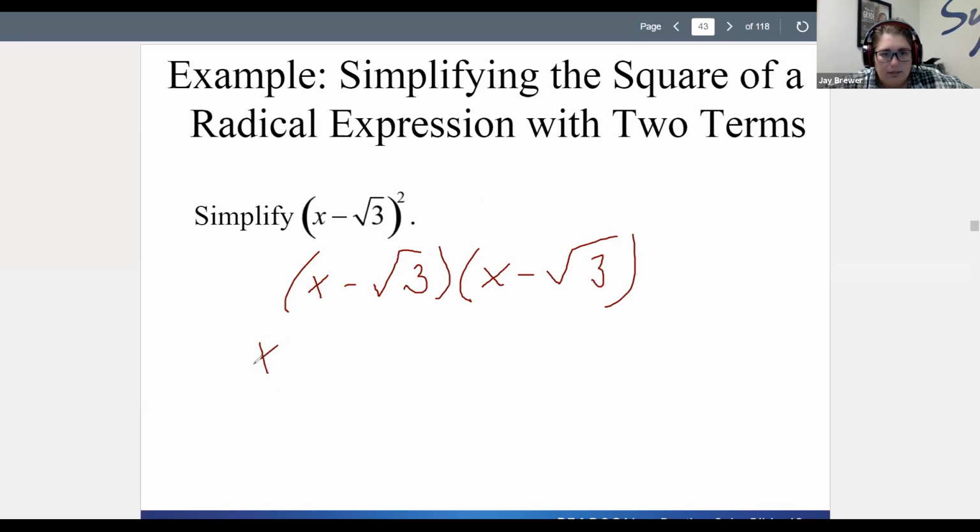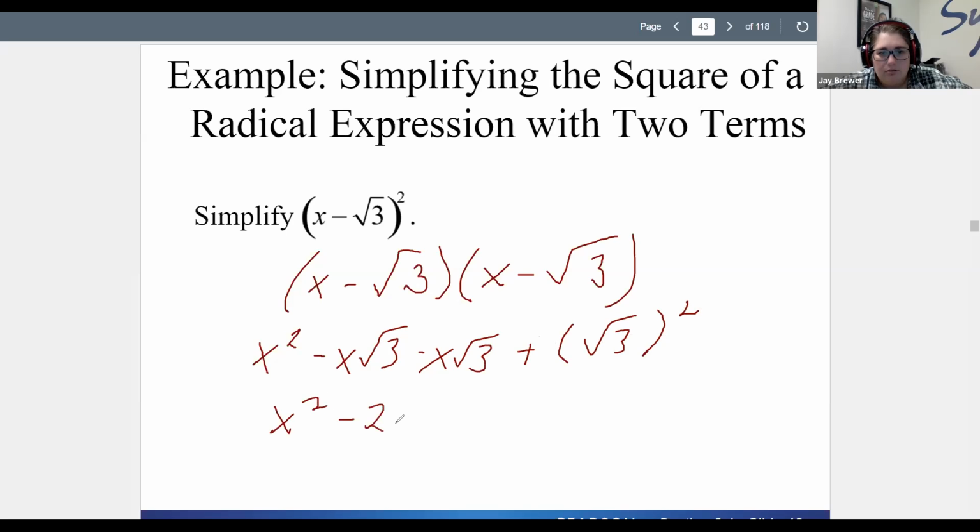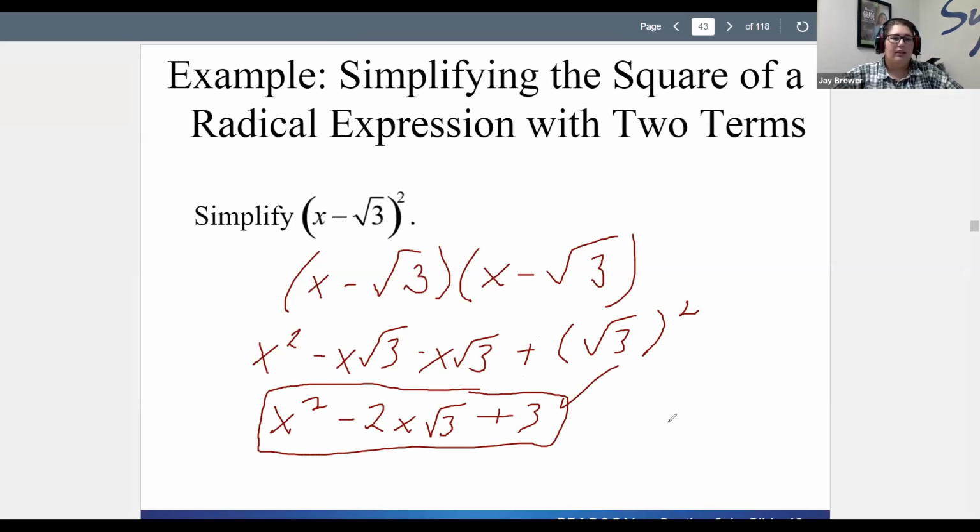X times x will give us x squared. Negative x root 3. Negative x root 3. Positive square root 3 squared. So x squared minus 2x square root of 3 plus 3. All right. That is the traditional foiling method that you are used to at this point, correct? That's basically what you're used to doing, except it's a little bit more picky because, of course, we're dealing with radicals.